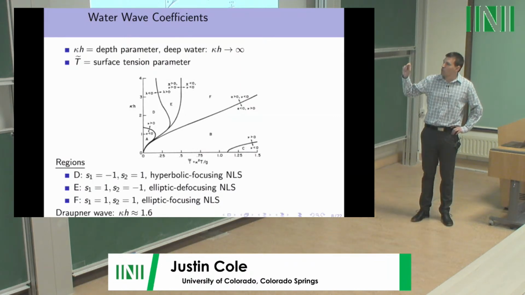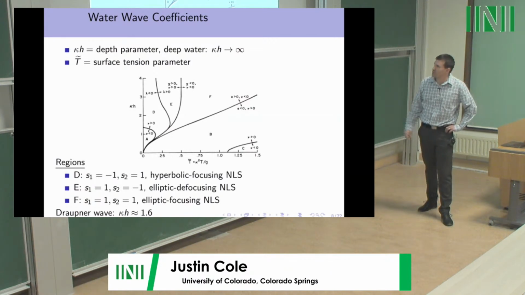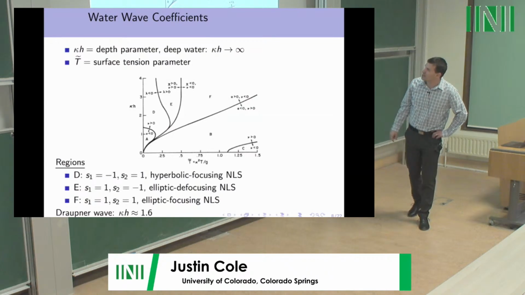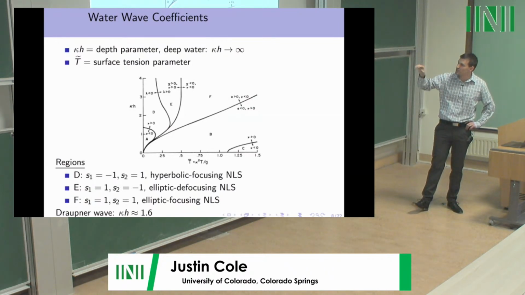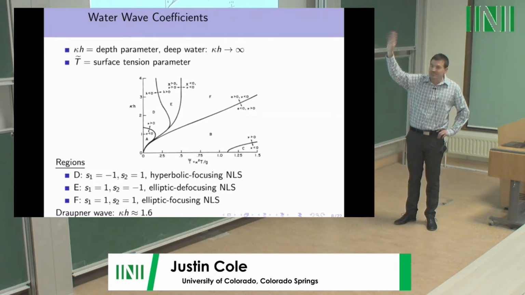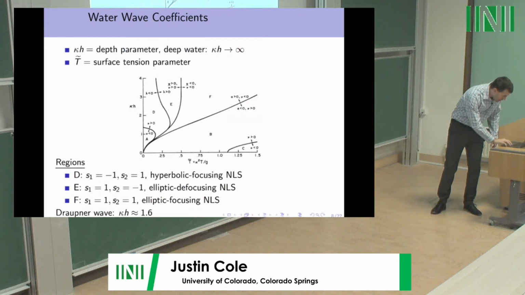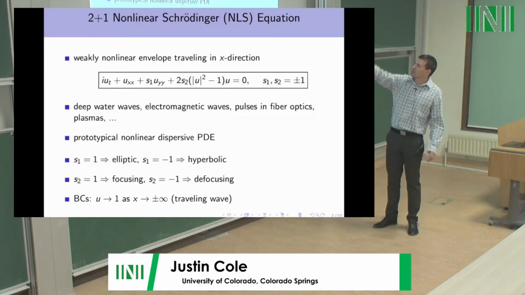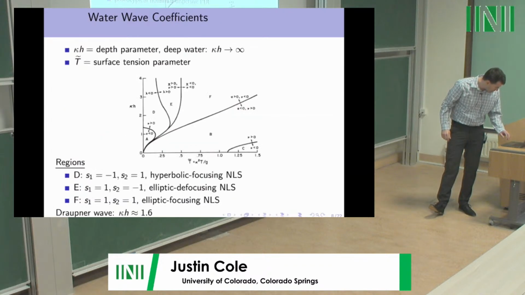And for deep water waves, typically the surface tension is small. So we want to be in the top left corner, which is labeled as region D right there. You can ignore the other labels. We changed the notation here. Now, if one wants to stay in the deep water, that's region D. And in terms of my equation in the previous slide, that corresponds to the hyperbolic focusing case. So S1 is -1, S2 is +1.